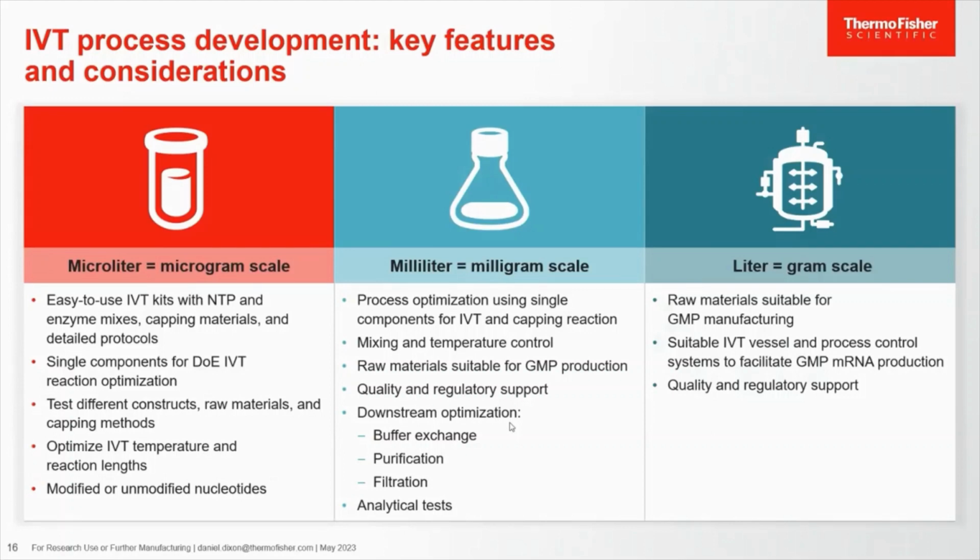At the process development phase, the scale is now at the milliliter and milligram scale, and raw material selection considerations should focus more on quality, as your IVT is getting closer to process lock. At this phase, the process is being optimized further through DOEs and process development runs.